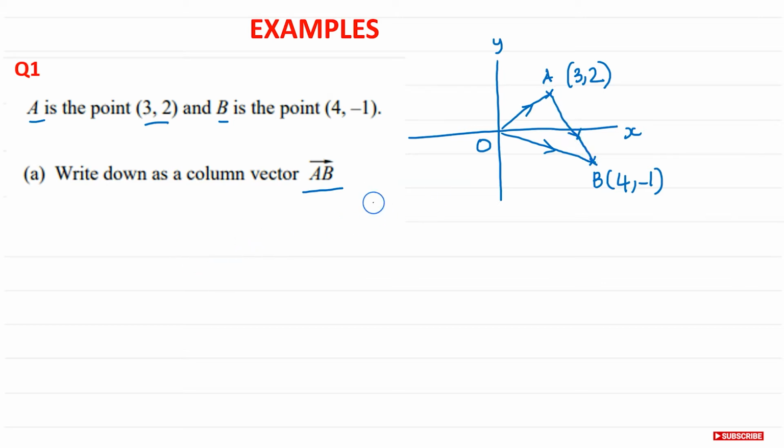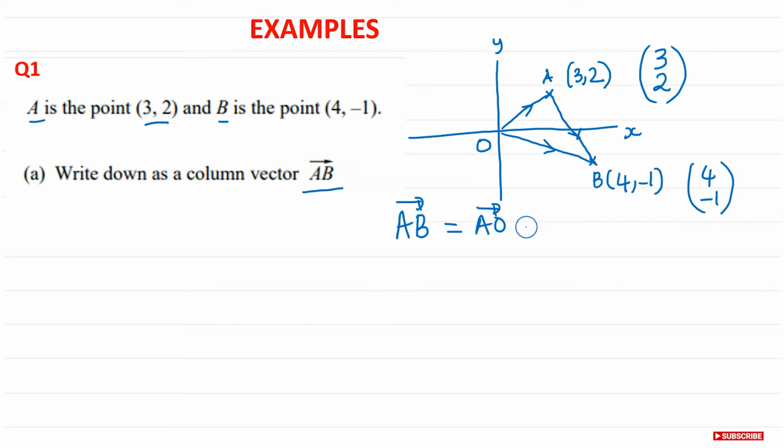Okay, so now you know to get a vector AB, what you need to do is go A to O and then O to B. So why don't we write these position vectors as column vectors first? So (3, 2) is going to be the column vector 3, 2, like that. And point B is going to be 4, -1. Okay, so to go from A to B, I need to go A to O. I need AO, and then I need to add OB.